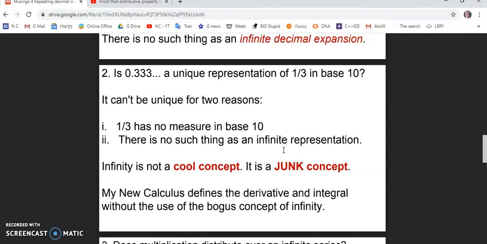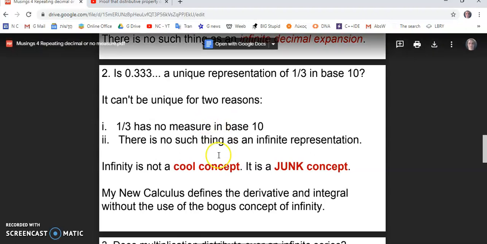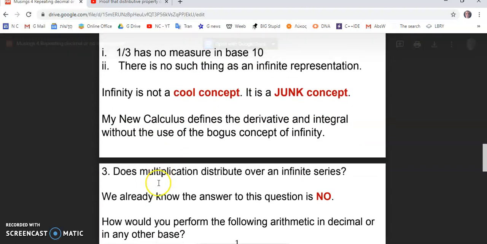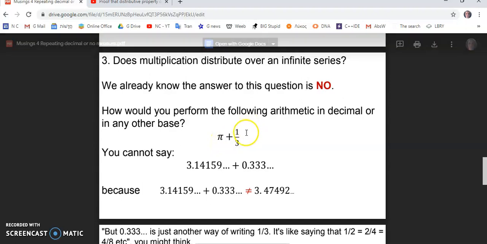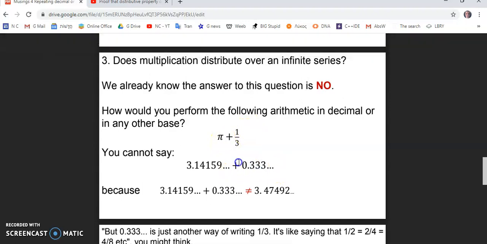Right. So infinity is not a cool concept. It is a junk concept. And my new calculus defines the derivative and integral without the use of these bogus concepts. So again, does multiplication distribute over an infinite series? As we've already seen, the answer is no. And let's see how you would add pi to a third if you try to use your bogus decimal expansions.